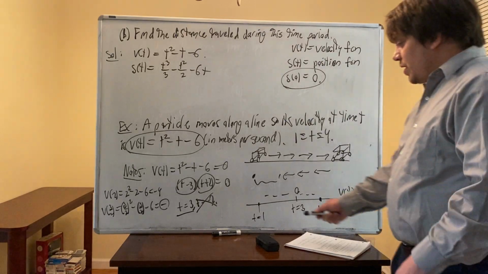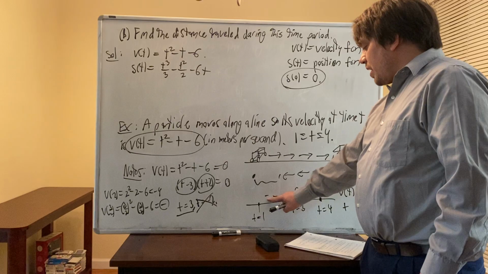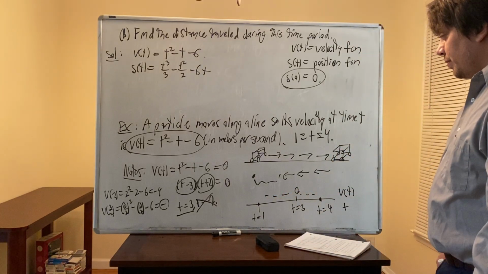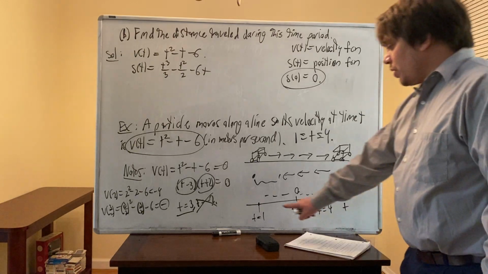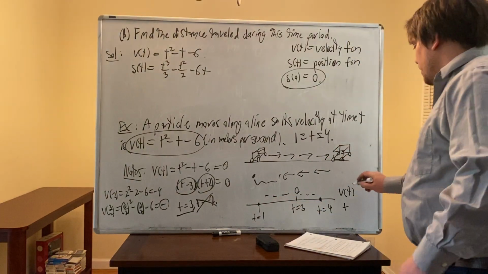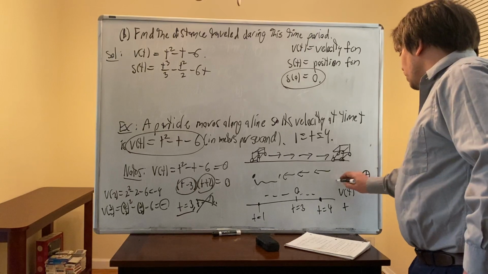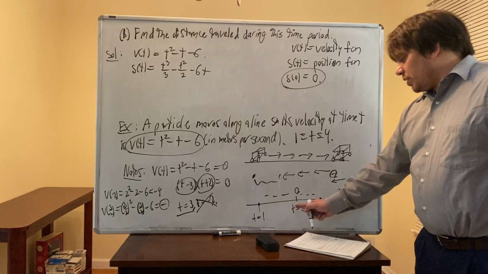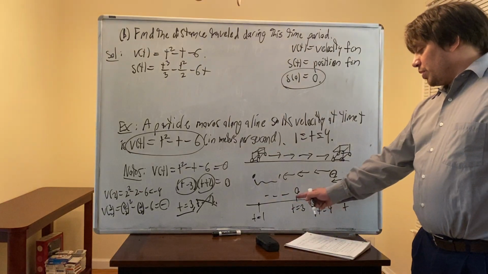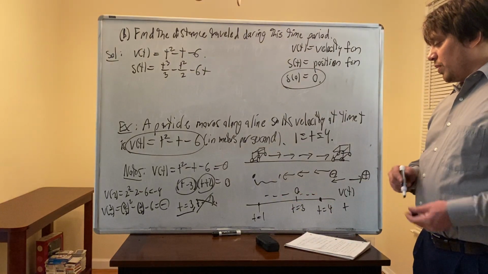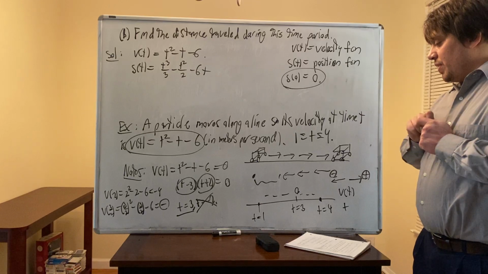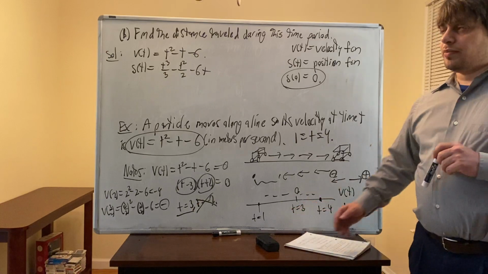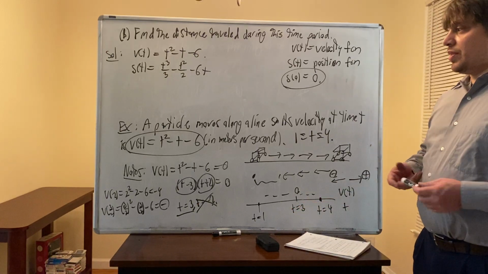So what's happening here is that you're going in a negative direction, then you stop, and you keep going in a negative direction. Let's say the positive direction is right, then the negative direction is left. So you're going left from t equals 1 to t equals 3, and then you stop, then afterwards you keep going left until t equals 4. So you're always going in the same direction, and the displacement is the total distance.